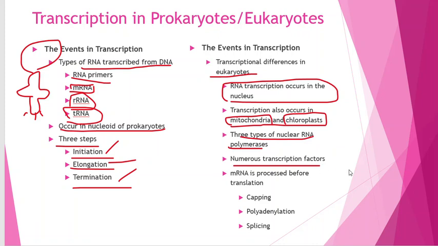We've got transcription factors, and the mRNA is not ready to go after it's transcribed. After we make the copy, it still has to be edited. We're going to have to put caps on it. We're going to have to put poly-A tails, which is a bunch of adenines. And we're going to have to do some splicing. We're going to have to cut into it.